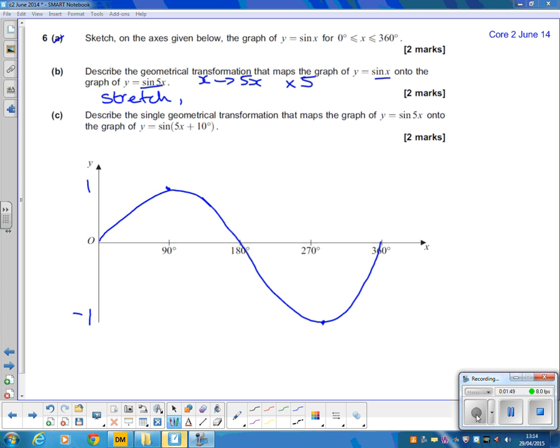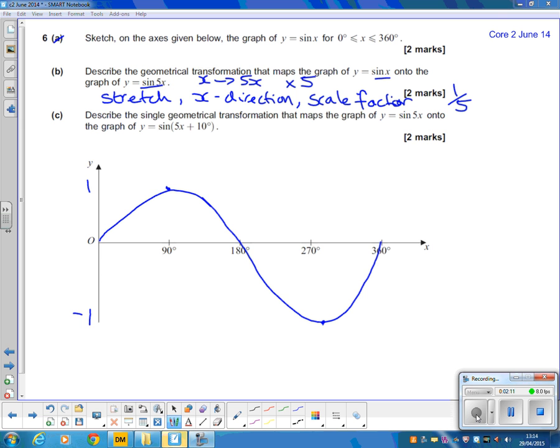What's changed? Well, x has changed, so that must be in the x direction, or parallel to the x-axis. And the scale factor, well, when it's written in this form, if it's in the x direction, we need the reciprocal, so the scale factor is 1/5. You just need to learn your transformations.